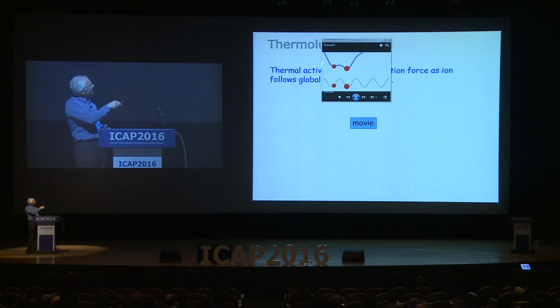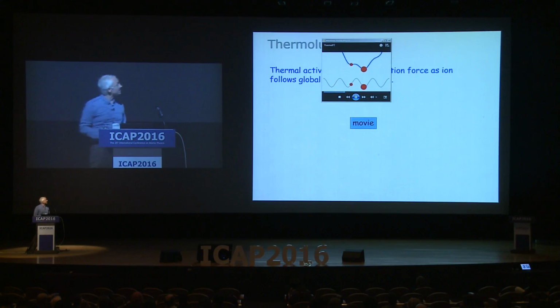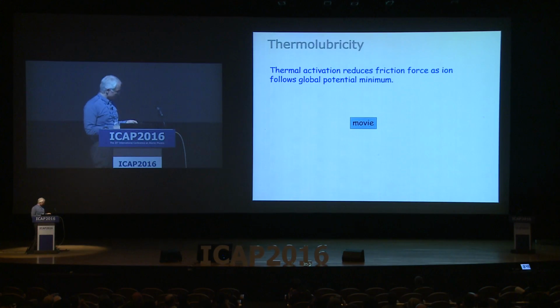So what's happening here is you have, again, the same situation as before, a bistable situation, 2 minima, but now the ion is hopping back and forth many times so that it can at each time maintain the Boltzmann population that you expect for thermal equilibrium between these minima. And so you see, instead of the ion actually slipping over the minimum of the lattice, it just thermally averages back and forth and follows the global minimum, and stick-slip friction disappears. So this is what people call thermal lubricity, reduction of friction by temperature.